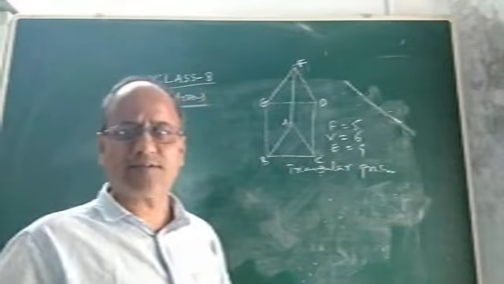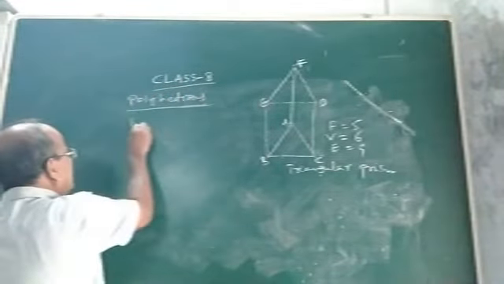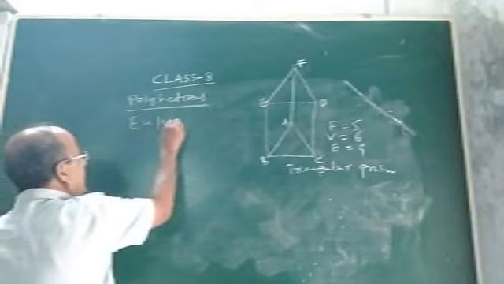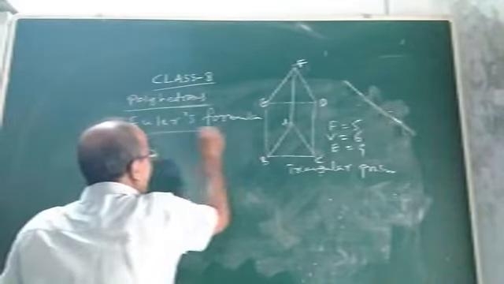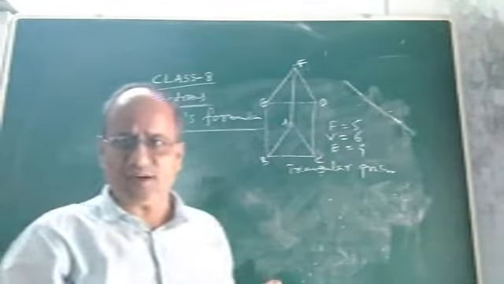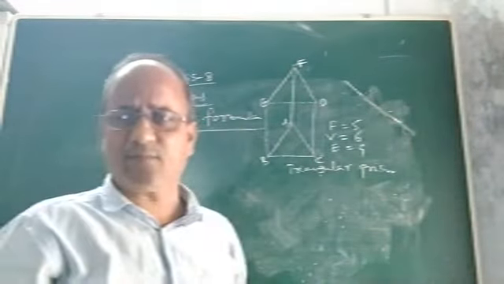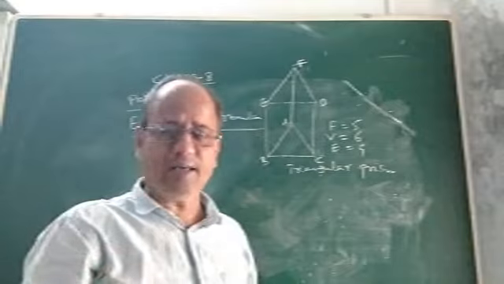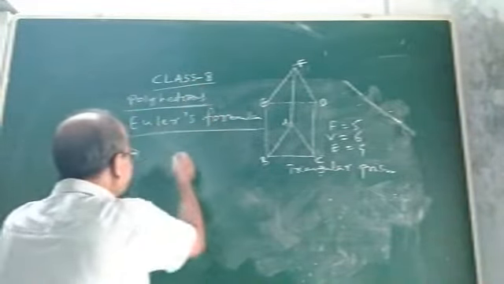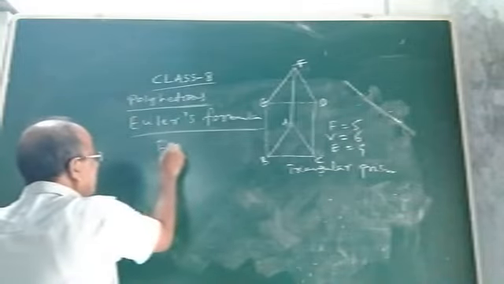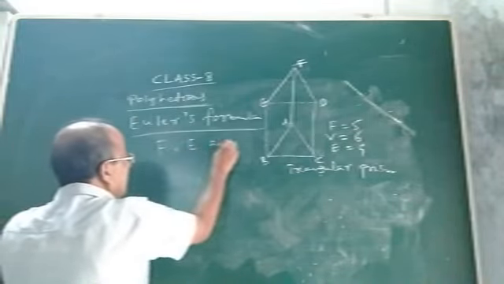Now the last part of this chapter is a very important one, which is known as Euler's formula. So children, what is Euler's formula? Actually, Euler is a great mathematician of ancient times. He gave a formula which is the relation between faces, edges, and vertices.